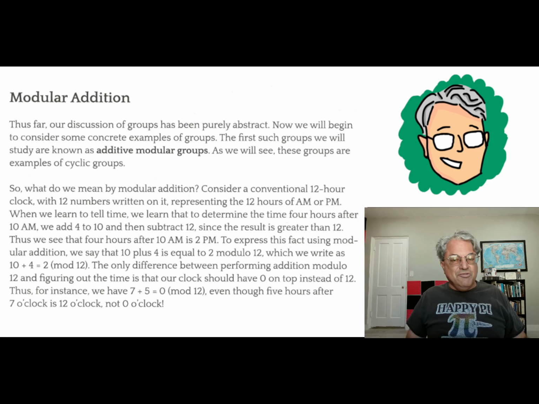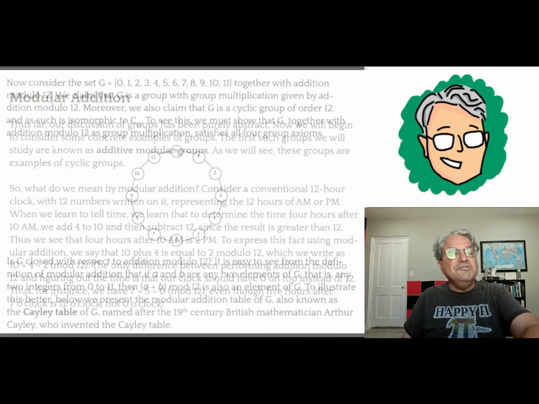The modulus doesn't have to be 12. It is for a clock, but the modulus can be any positive integer you want. It doesn't even really have to be an integer, but here we're looking at integers. In this group, and I'll get into this later, this is a cyclic group. This is the group C12. It's isomorphic to the cyclic group of order 12 that I talked about yesterday.